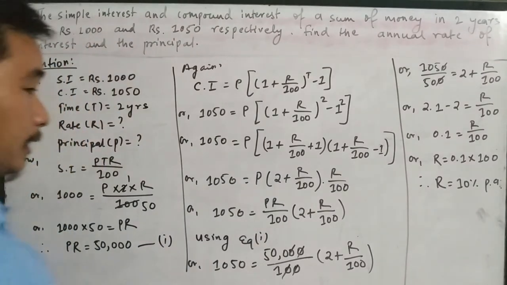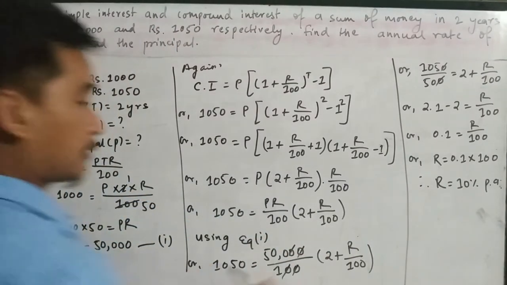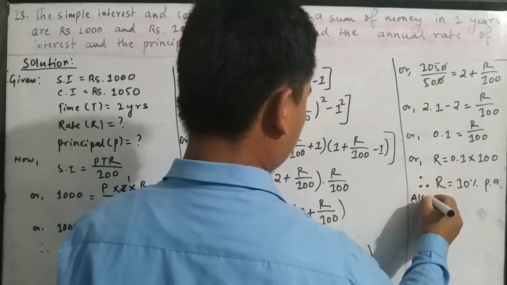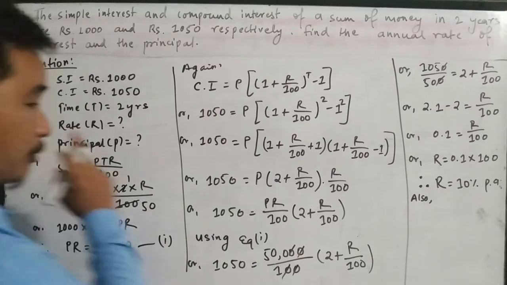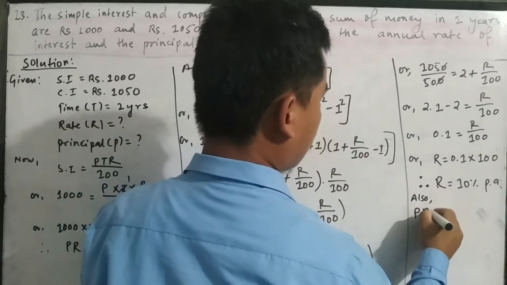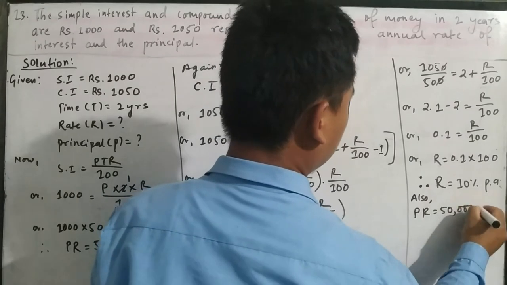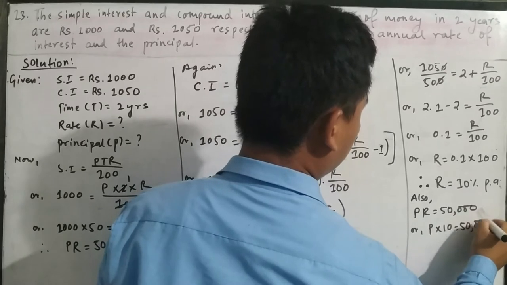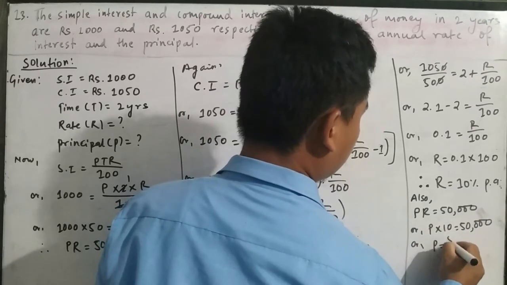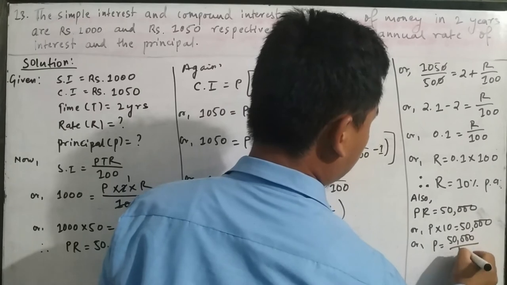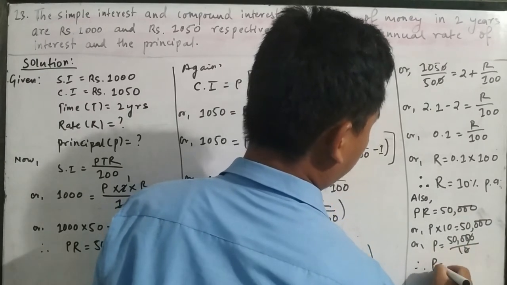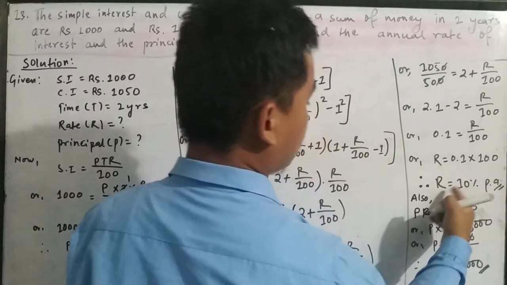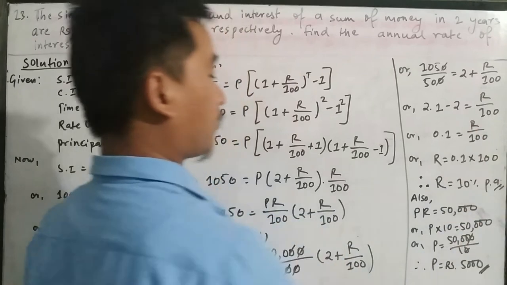Now, using the value of r in equation 1. Also, using equation 1, pr equals to 50,000. Or p into 10 equals to 50,000. Or p equals to 50,000 divided by 10. 0 can be cancelled, therefore p is equal to rupees 5,000. Rate is 10% per annum, principal is rupees 5,000.